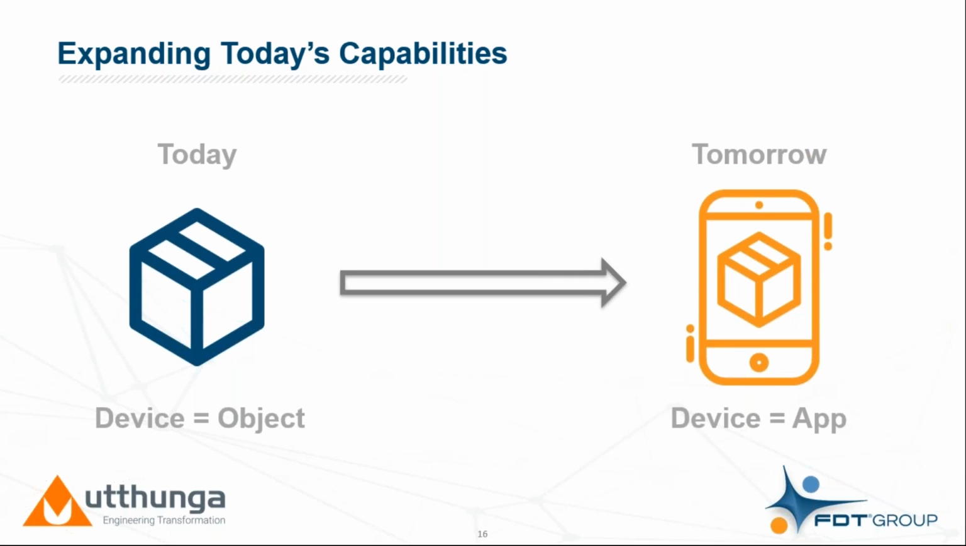So in the earlier case, whenever we used this industrial standard, we represented each device as an object. For example, even in the earlier version of FDT, for the device we had something called a DTM, that is, Device Type Manager. But with FDT mobility and the FDT 3.0 architecture, it is no longer device equals object, but a device can be represented as an application. I'll be talking about some case studies about this in the next few slides.